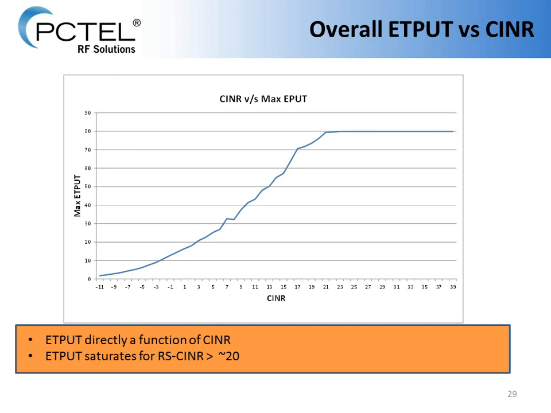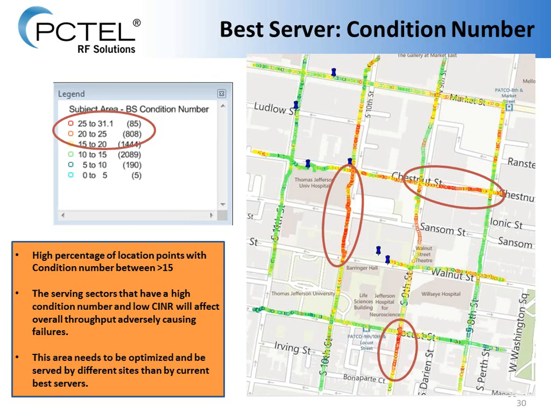So number one, you want to look at CINR, and then next, on the next slide, I'm going to show you what the effect of condition number is. So as I mentioned before, condition number, again, is the amount of correlation between the two signals coming from a MIMO system. And if you look at that same region again where we had low CINR values, and we had drop sessions with the UE, we found a high percentage of location points with a condition number of 15 or greater. Again, you'd like to be probably under 20 dB.